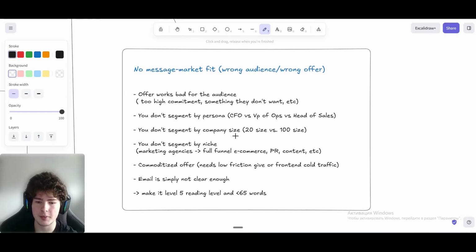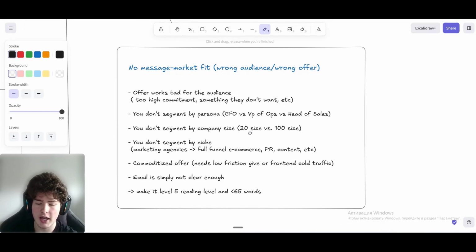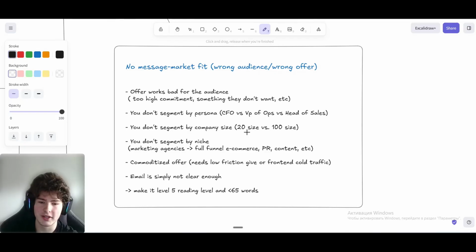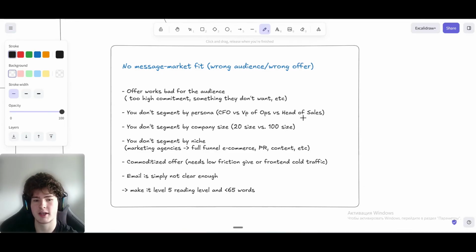Maybe you don't segment by company size, right? Because in a 20-person company, you're messaging the founder, and it's founder-led sales, right? He's probably doing sales, and if you're selling lead gen services like me, it would be relevant to him. But if you're messaging a founder at a company with 100 headcount, then he's probably not doing sales, and he's more focused on executive level decisions, right? So I would probably need to message head of sales, head of growth, this type of people.